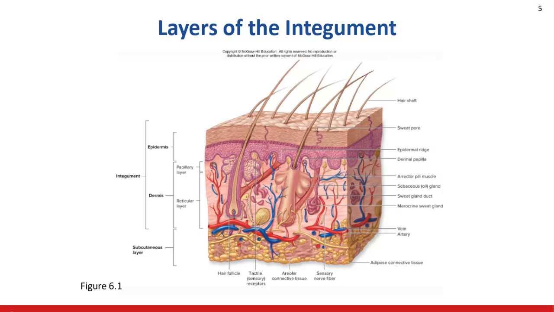All right, so here's a nice picture. We're going to go through all these different structures here, but you can see here this outer layer, that is the epidermis. Notice no blood vessels are in here. Okay, now we get to the dermis. That's this deeper layer.